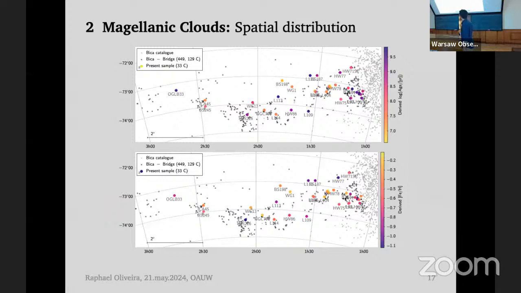So, some spatial distribution of the derived ages of these bridge clusters. It was 33.